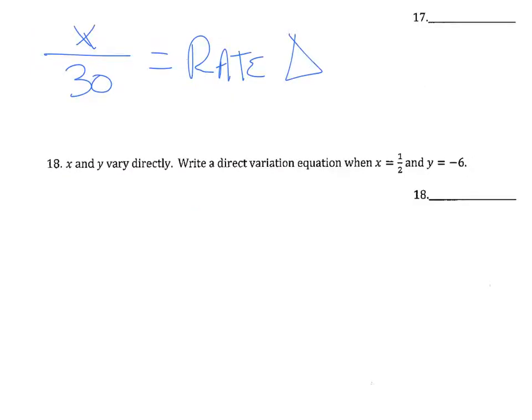Okay, number 18 is a direct variation problem. Okay, remember direct variation is y equals k times x. And you are given the x and the y here. So you just need to rewrite the equation. So first, find the k, figure out what k is, and then rewrite your equation as y is going to equal something times x.